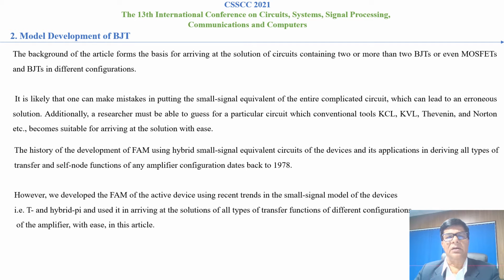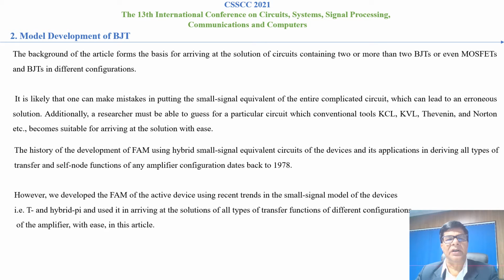The background of the article forms the basis for arriving at the solution of circuits containing two or more BJTs, or even MOSFETs and BJTs in different configurations. It is likely that one can make mistakes in putting down the small signal equivalent of the entire complicated circuit, which can lead to erroneous solutions. Additionally, a researcher must be able to guess, for a particular circuit, which conventional tools, KCL, KVL, Thevenin, Norton, etc., are suitable for arriving at the solution with ease.